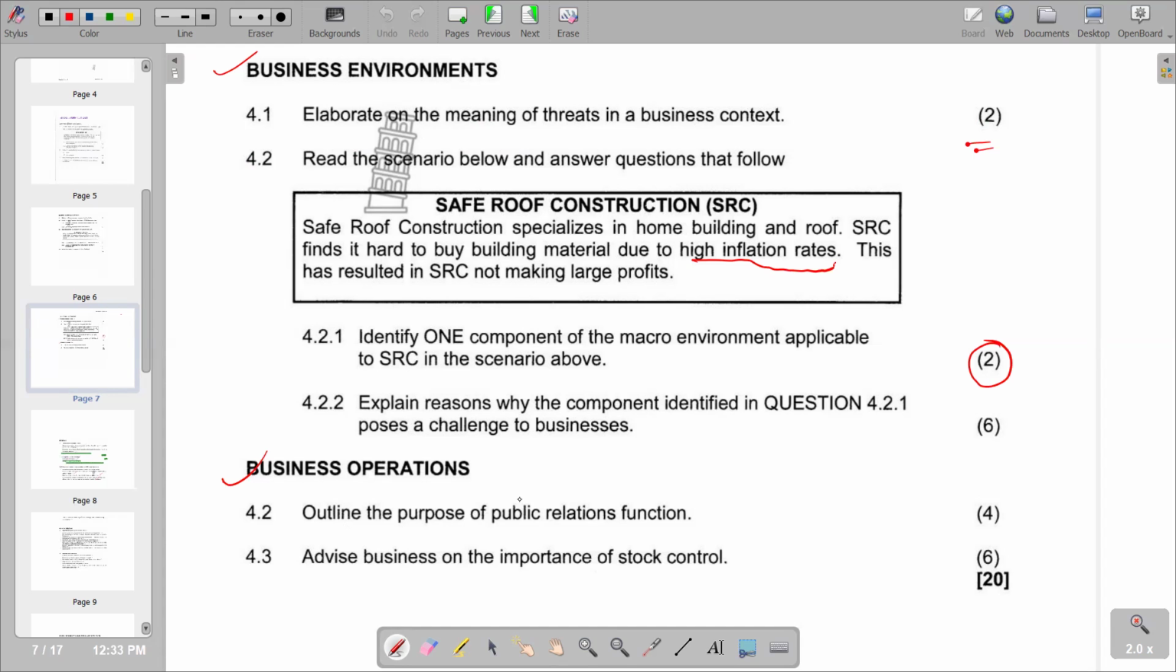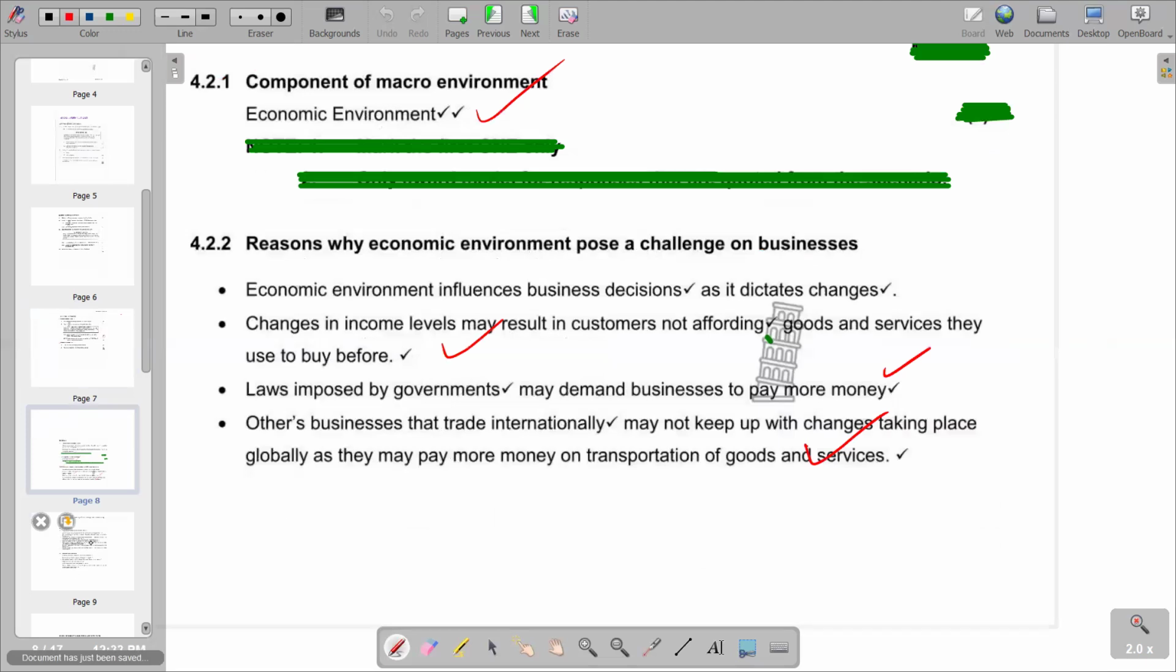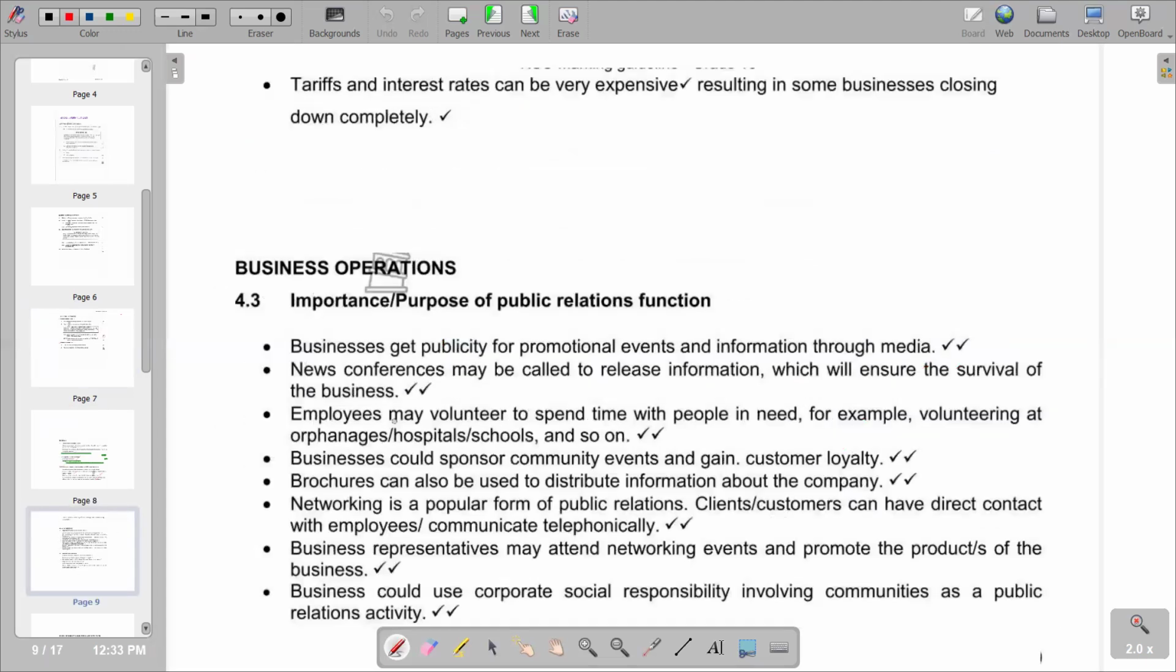So that's the explanation on public relations. Then our question reads outline the purpose of public relations. On the purpose of public relations, it is also outlined in another section, where the first point is businesses get publicity for promotional events and information through media. So the interaction that is there through public relations becomes the purpose of why we engage in public relations.